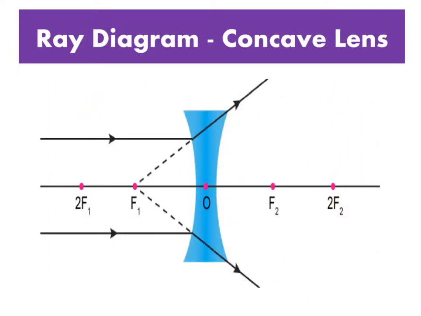Image formation in concave lens. When an object is placed at infinity, a virtual image is formed at the focus. The size of the image is much smaller as compared to that of the object. When an object is placed at a finite distance from the lens, a virtual image is formed between the optical center and focus of the concave lens. The size of the image is smaller as compared to that of the object.